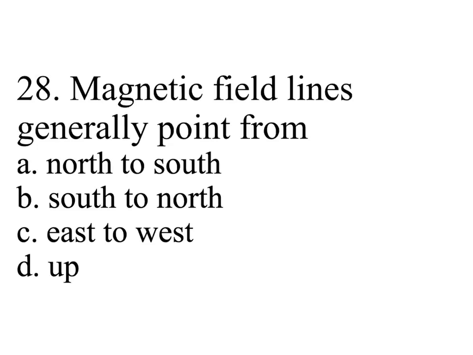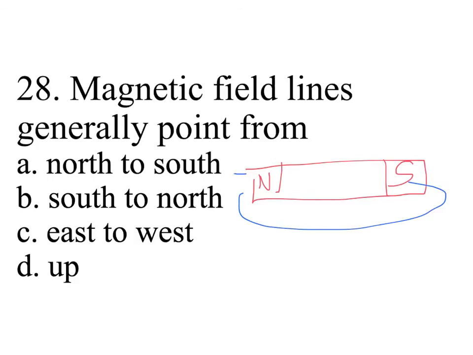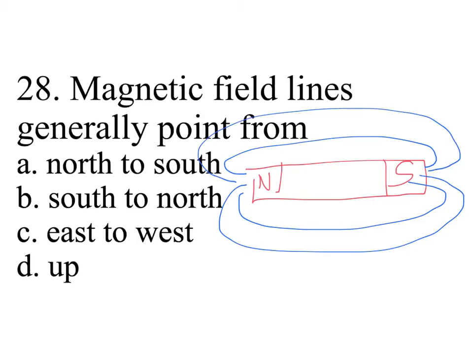Magnetic field lines generally point from what to what? So if I have a bar magnet here with a north and a south, I know that the magnetic field lines connect the north and the south like this. But which direction do the arrows go? And the answer is the arrows go away from north. So they're going away from the north side, and they go to the south side. So the arrows are always pointing towards south. They're pointing away from north, like that.